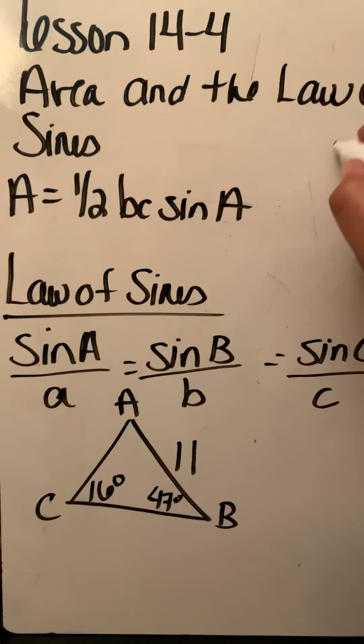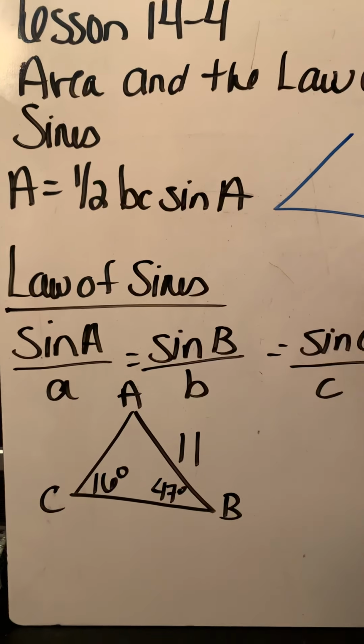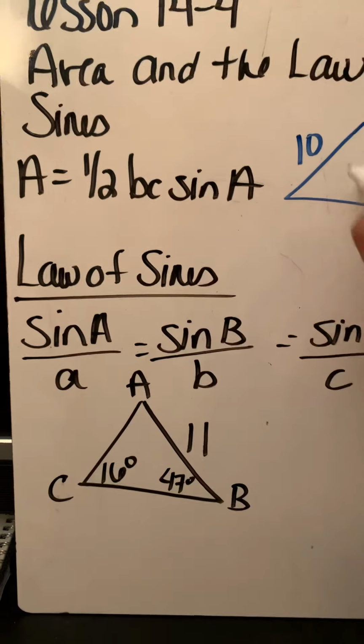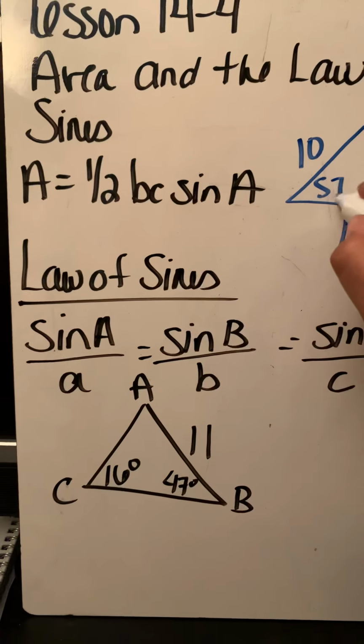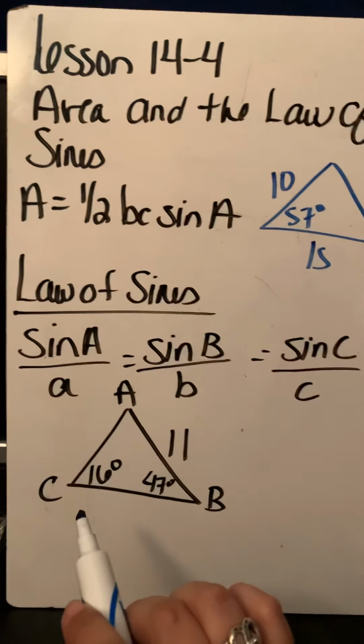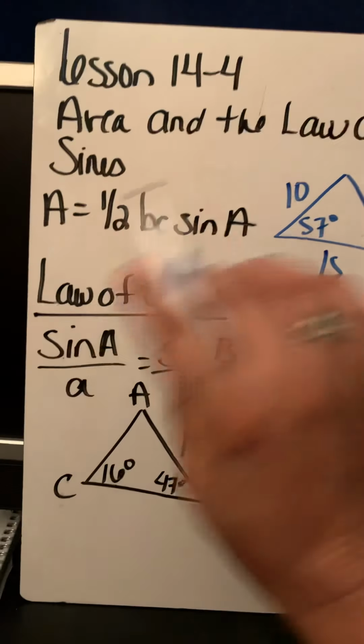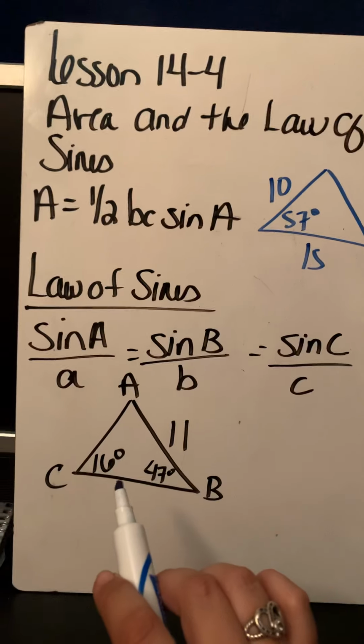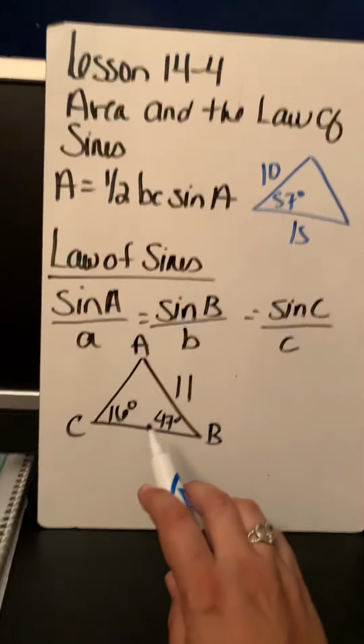And so if you had your triangle, say any oblique triangle, if this was 10, 15, and this was 57 degrees, it'd be 1/2 times 10 times 15 times sine 57. Okay, so pretty easy finding the area of that. Law of sines, you'll remember.